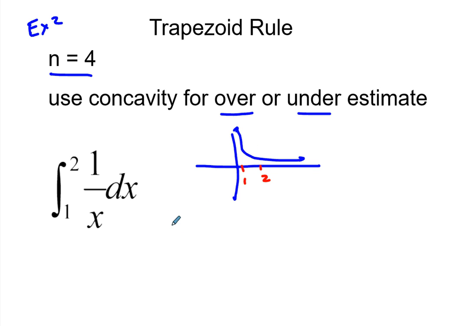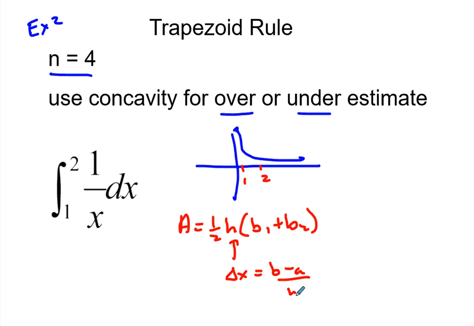Okay, so looking at this, to find the area of a trapezoid, it's 1/2 the height times the sum of the bases, base 1 plus base 2. If you just remember that, whenever you're trying to find trapezoids, we're going to do this. We're going to first find out what our height is. Our height, once again, is our delta x. Delta x is always going to be b minus a over n, the number of trapezoids. Looking at this integral, our b is 2 and our a is 1. So we can take 2 minus 1 divided by 4, and we get 1/4. So it's going to be divided into 1/4.